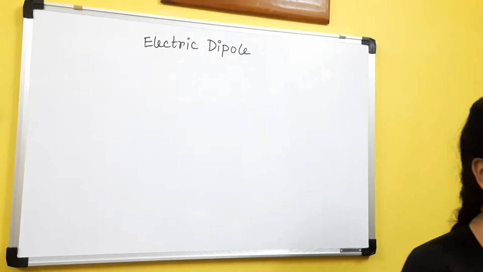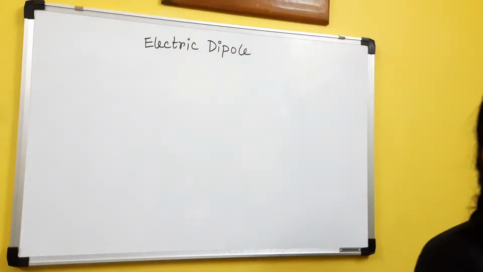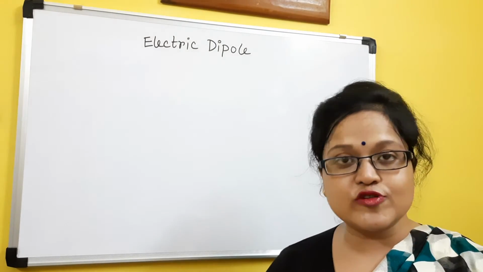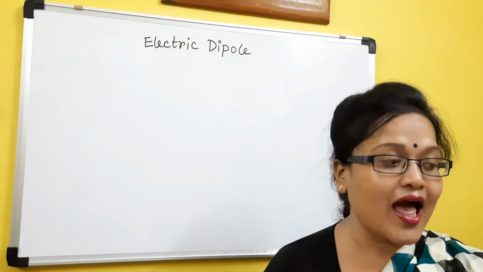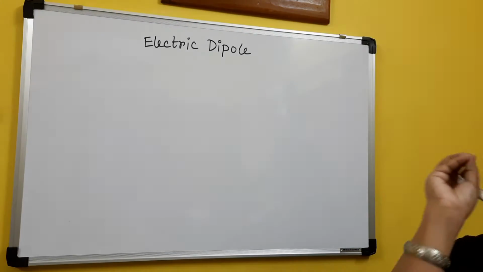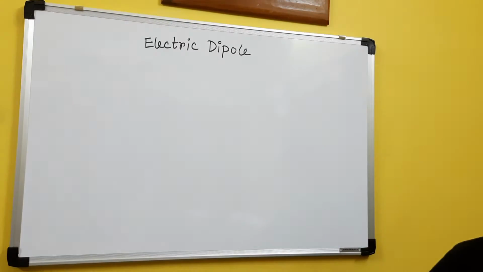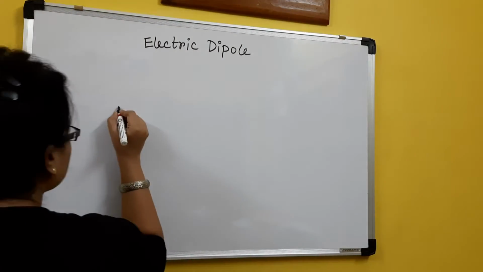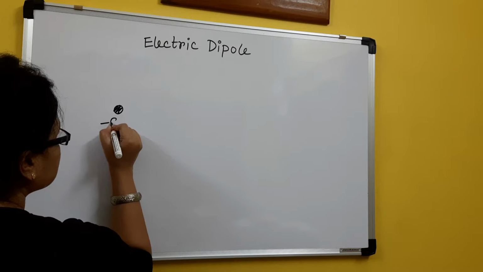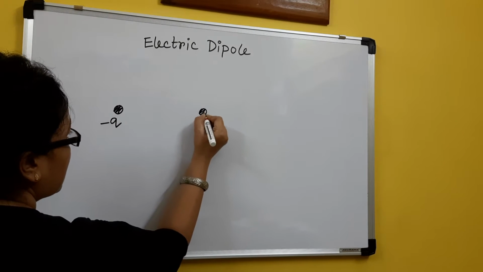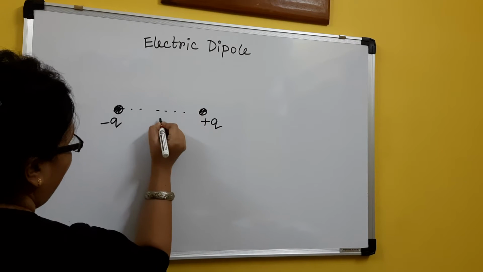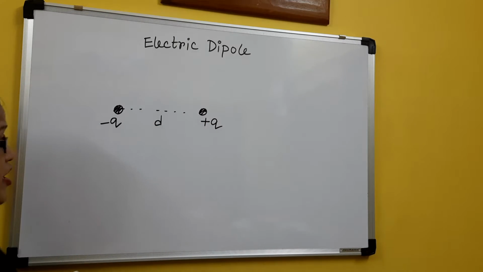So what is a dipole? I said already, in bookish language, an electric dipole is a pair of equal and opposite charges. The charges should be point-like and placed within a short distance. If I have one charge here minus q, here should be a plus q. Clear? So this arrangement is called a dipole and the distance between them will be very small.